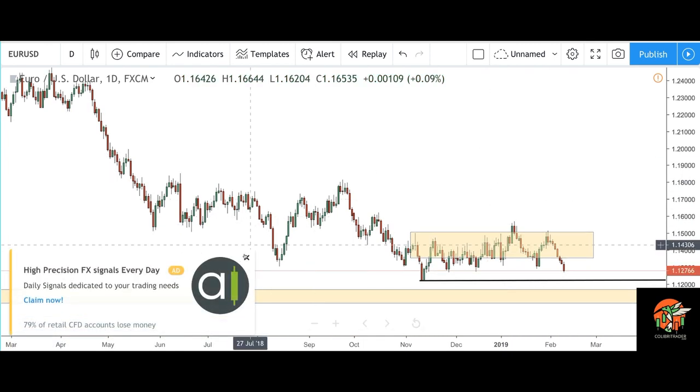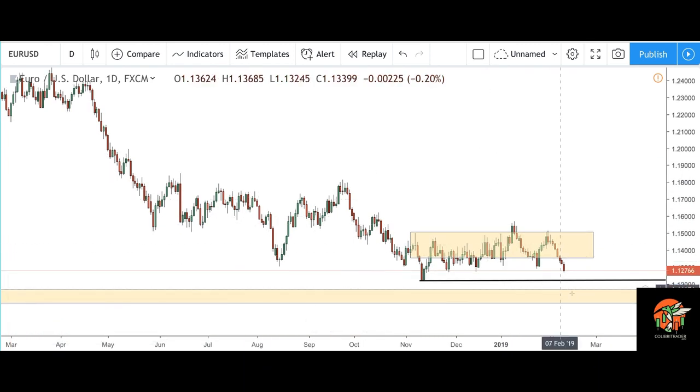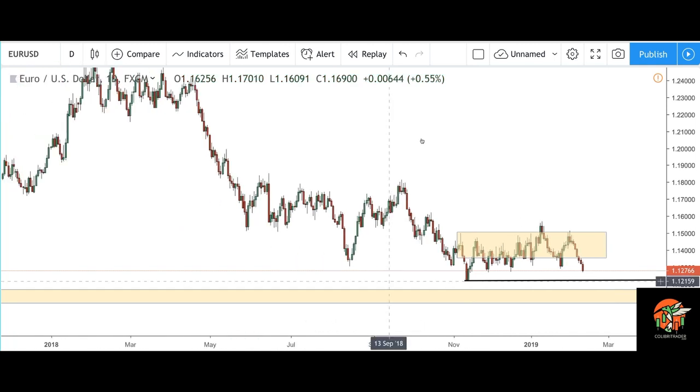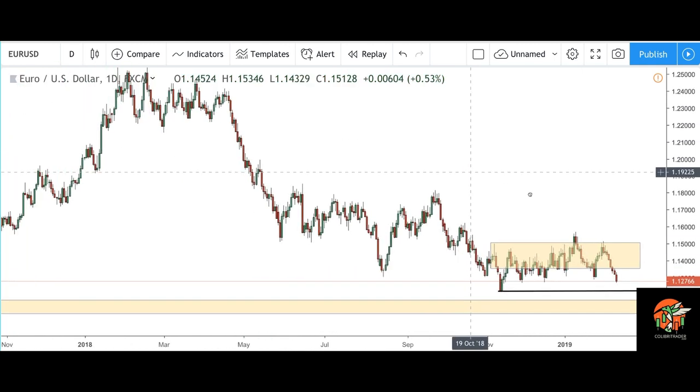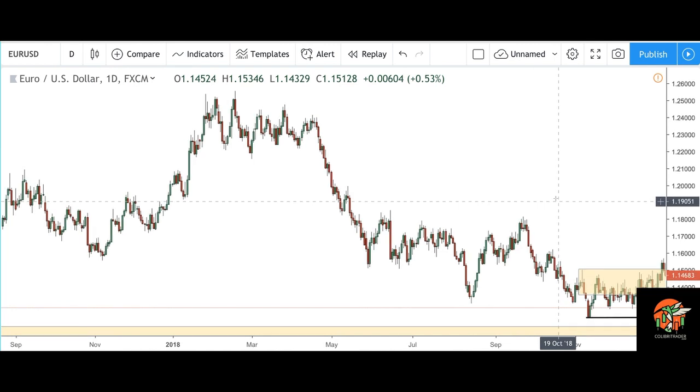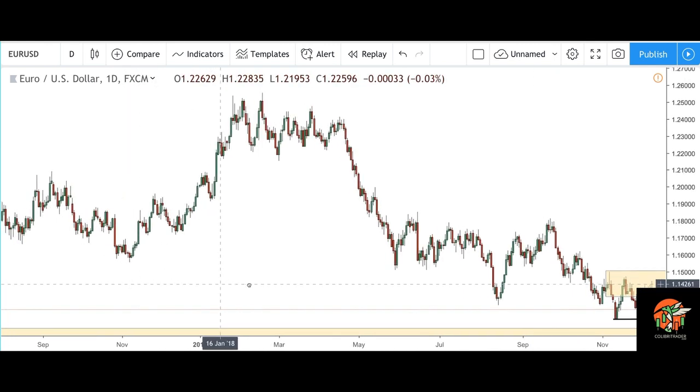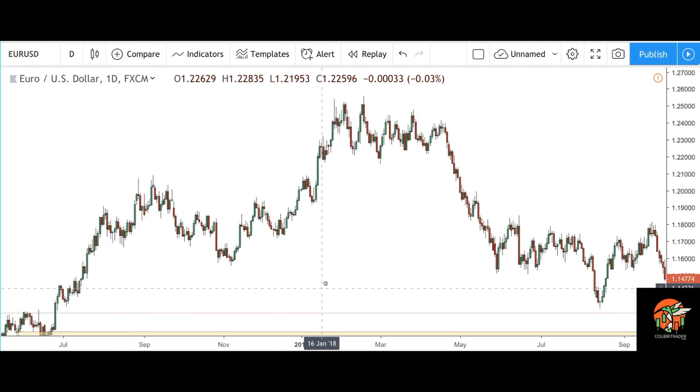Having said that, the next target would be the levels of 1.1200 and 1.1100, and after that I'll be looking for a bear trap pattern here. That's quite interesting. And if we go back in time, I'll be looking for other similar scenarios.